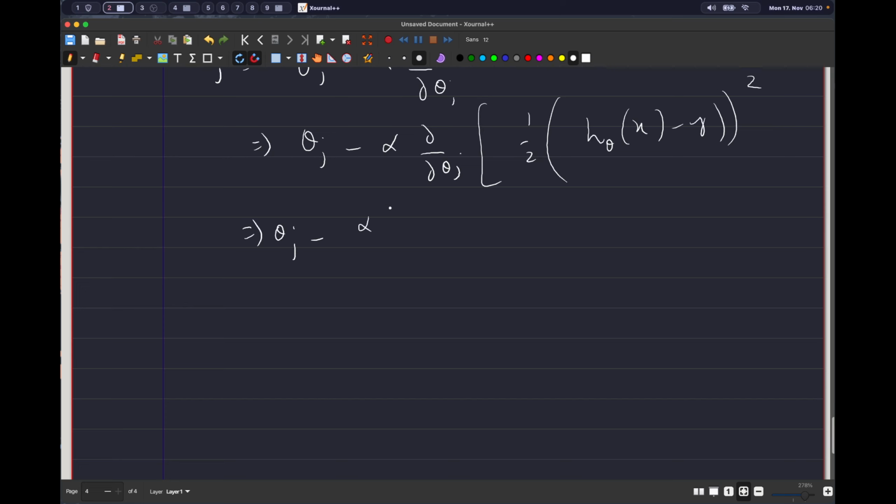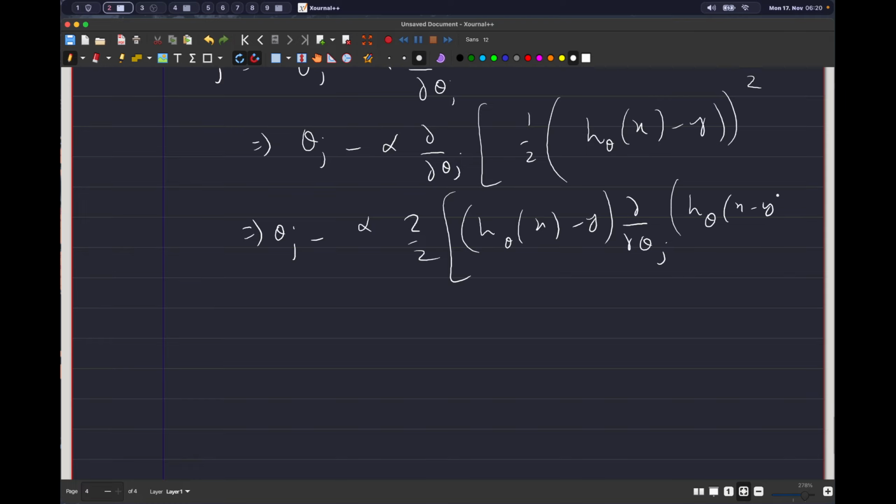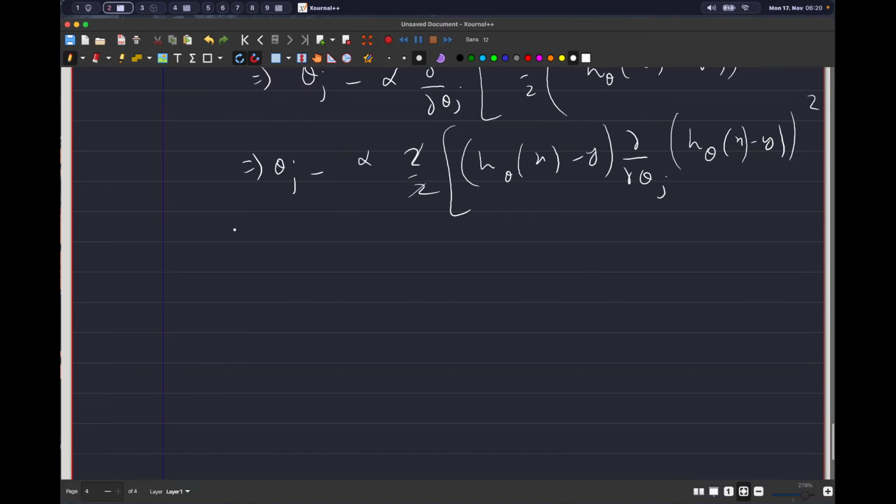So alpha times del by del theta j, it will look like 2 by 2 times (h theta x minus y), and what do we have here? We will have this thing. So the 2 by 2 will cancel, and theta j will come out to be this minus alpha times (h theta x minus y).